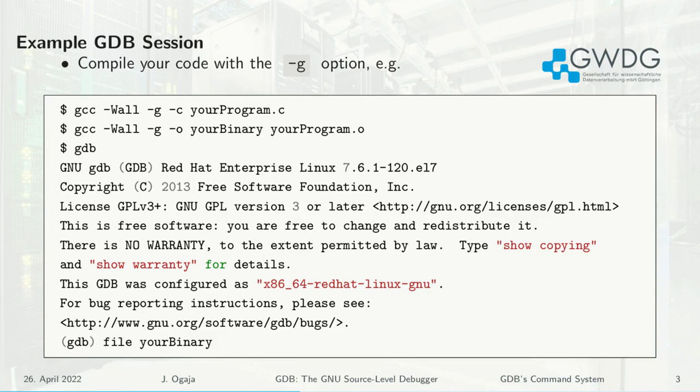So this is just what I've shown. Remember, you have to compile your code with the -g option to get the debug symbols. And you've seen that when I did not do that, when that was not given, GDB later complained that the symbols are missing.